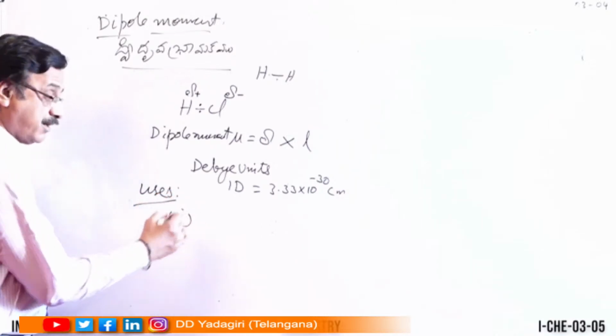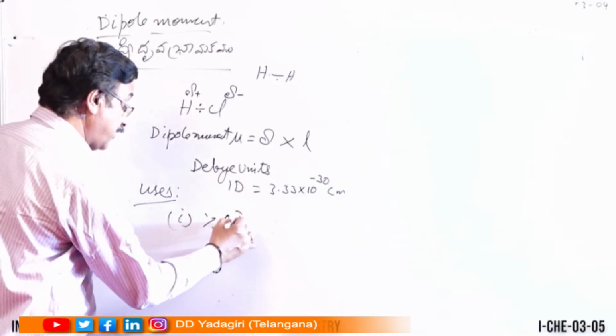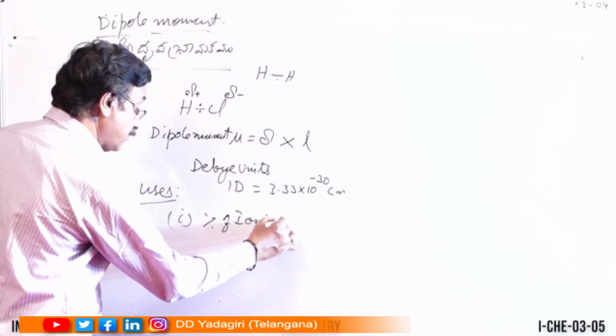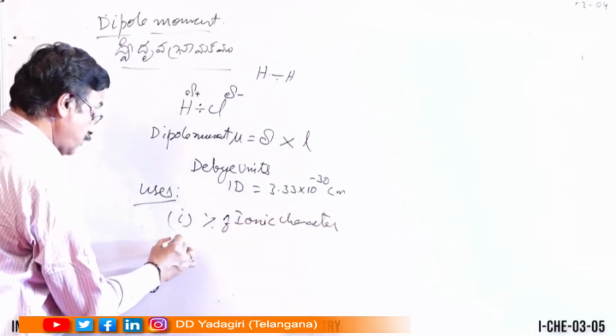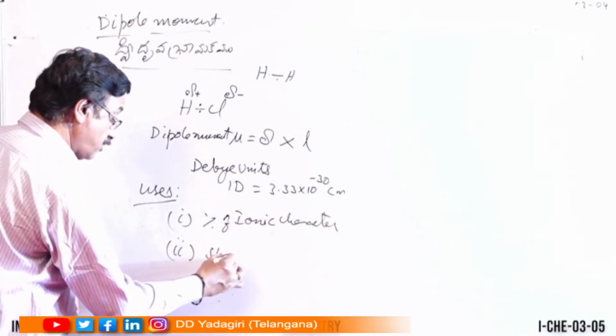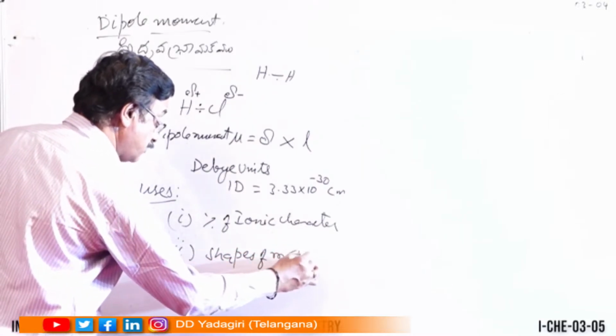One, we can calculate the percentage of ionic character. Two, shapes of molecules.